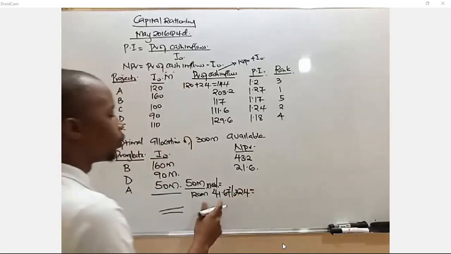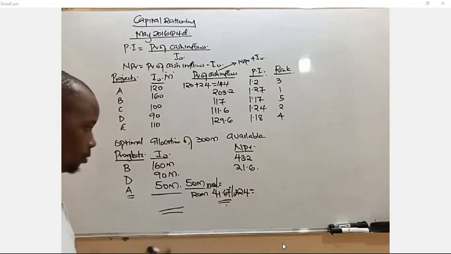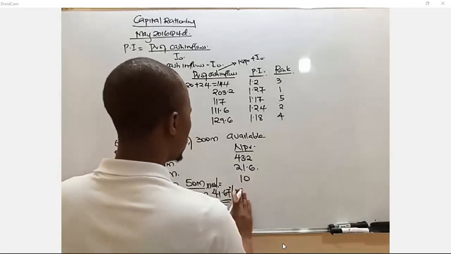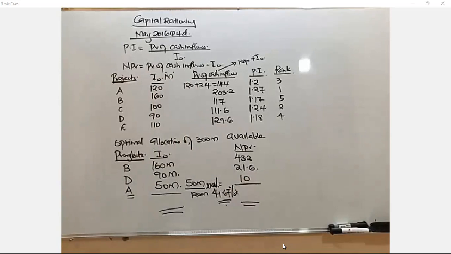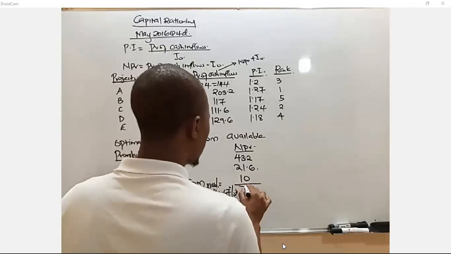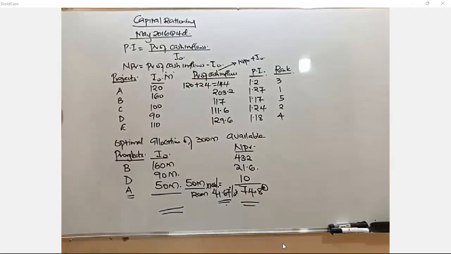So it means we have already facilitated the initial outlay for A of around 41.67%. So in this case, what is the NPV for that 50 million? It should be 10 now. So what is the total NPV? The total NPV here should be the summation, 74.8. That is how we normally do the questions of divisible and indivisible projects.